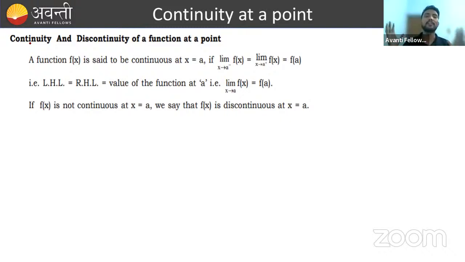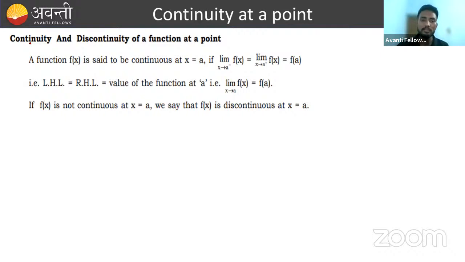When we talk about continuity, we talk about continuity in two ways. First is continuity at a point, and second one is continuity on an interval. What is continuity at a point? It means you have to just check in the neighborhood of that point. Suppose there is a point A; if we want to check the continuity at point A, we have to just see LHL and RHL.